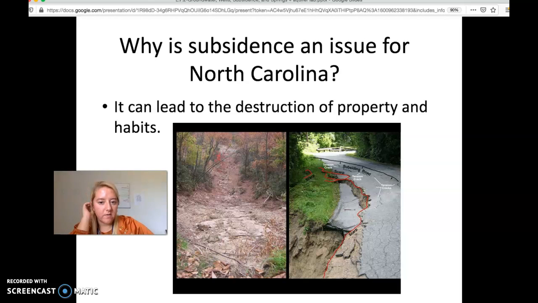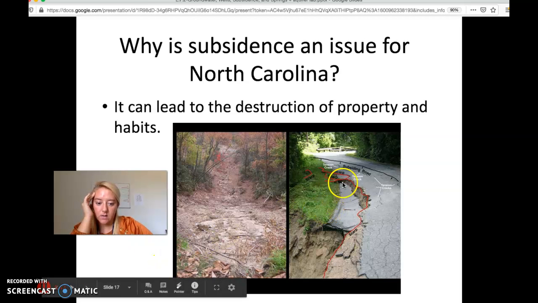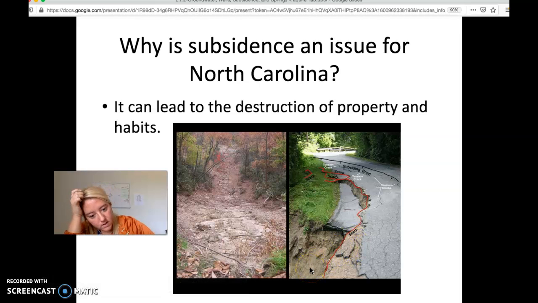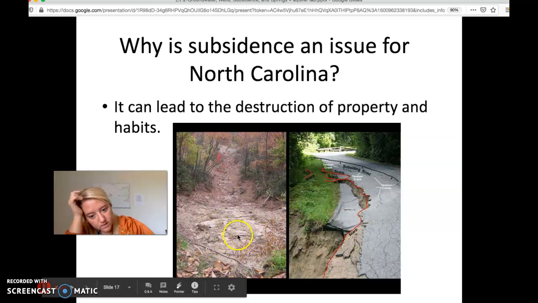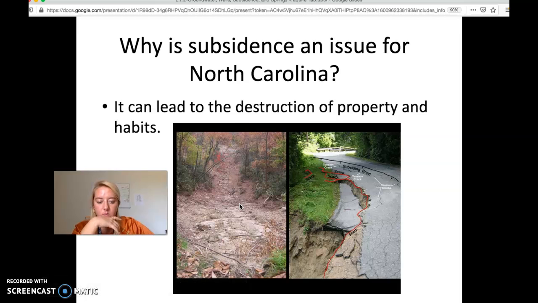This is an issue definitely in North Carolina. It can lead to the destruction of property and habitats. So in this case, we lost part of the road here. It sunk down into the ground and was washed away. In this case, we lost part of this land right here. It all sunk down. It's hard to tell now, though.